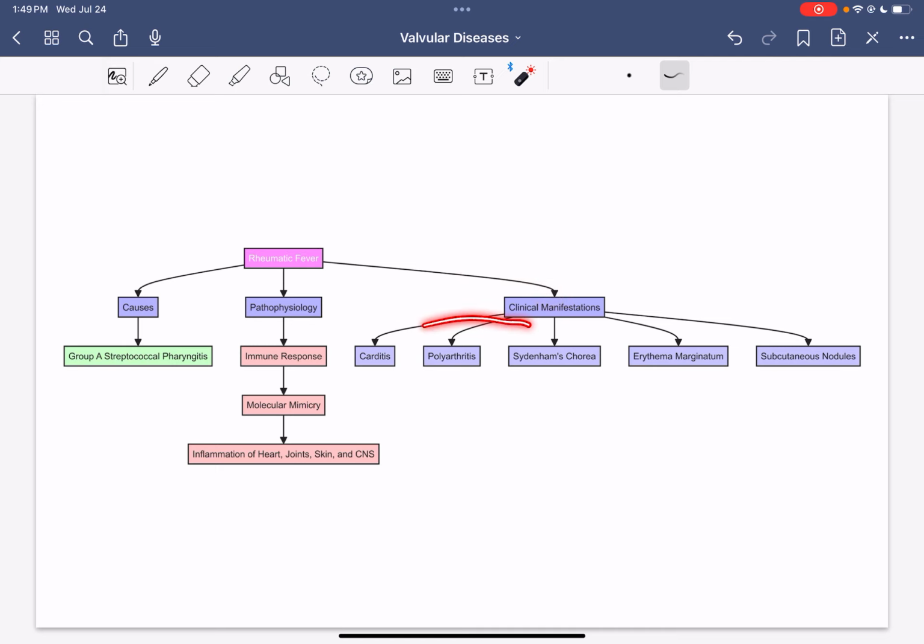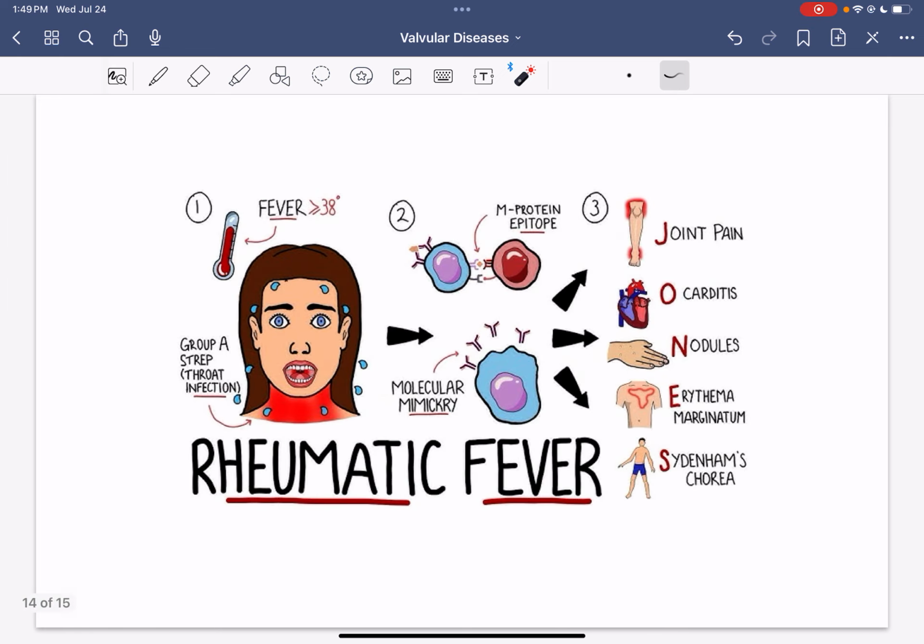Okay, what are all the clinical manifestations? You will have carditis, inflammation of the heart tissue, polyarthritis, Sydenham chorea. You will have erythema marginatum, which is a type of cutaneous manifestation, dermatological manifestation, and you will have subcutaneous nodules. Now let's look at it. So as I said, remember the Jones criteria for rheumatic fever, about which you will be looking more in detail in third year. So the patient is having a fever of greater than 38 degrees Celsius. You will have joint pain, carditis, nodules, erythema marginatum, and Sydenham chorea.